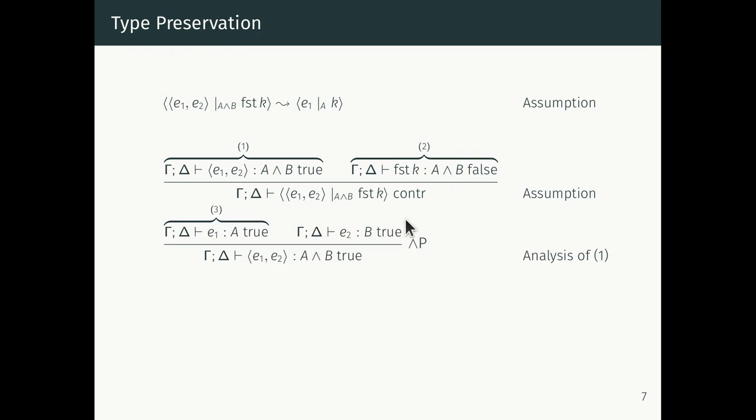So if we look at the typing rule, typing of E1, E2 tells us A and B, we're going to have two subderivations. One that says E1 has the type A, is a proof of A, and the other, which says that E2 is a proof of B. And similarly, we can further analyze this derivation that first of K is a refutation of A and B. So we can look at the typing rules and say that if we see that first of K is a refutation of A and B, that's only possible if K is a refutation of A.